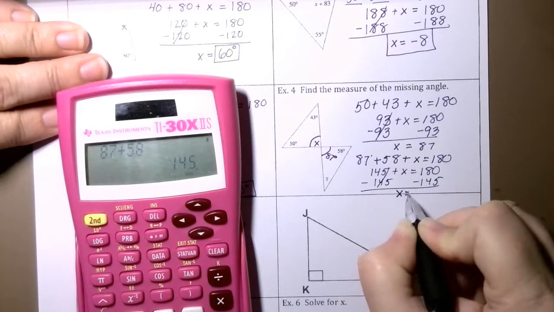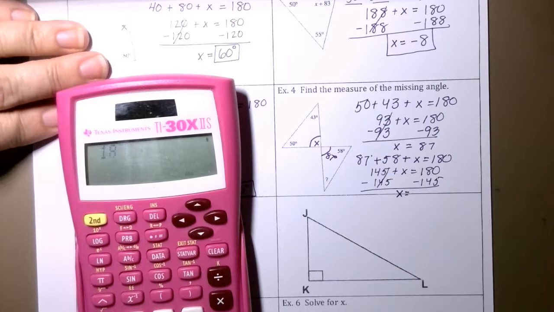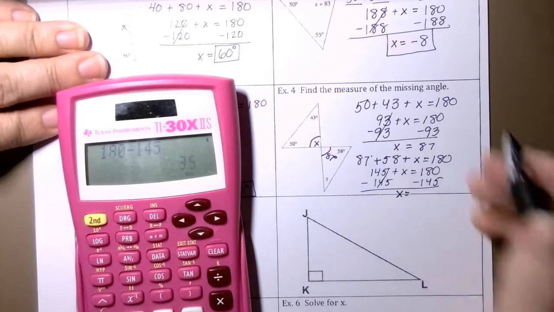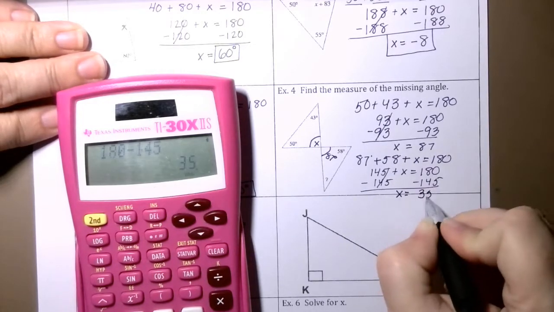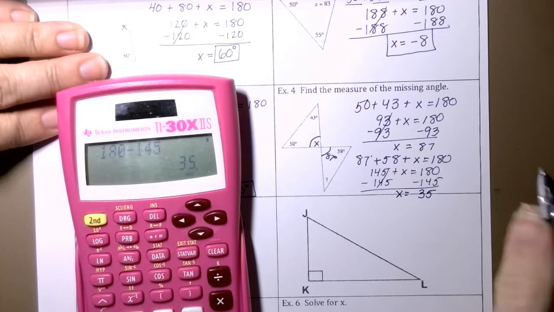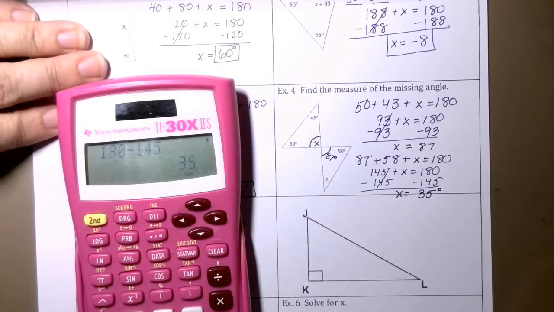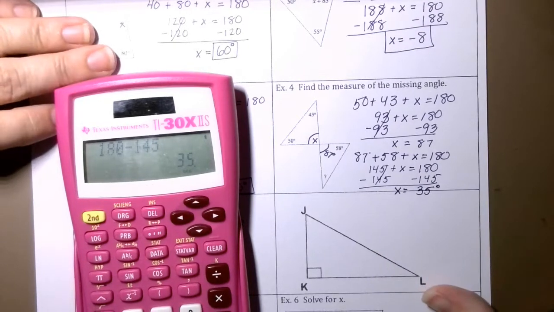Now, I did something that might not be the smartest choice. I get 35, is that a degree measure? Yes. Does anyone know what I'm thinking of when I say it, that might not have been the smartest choice? Yes.